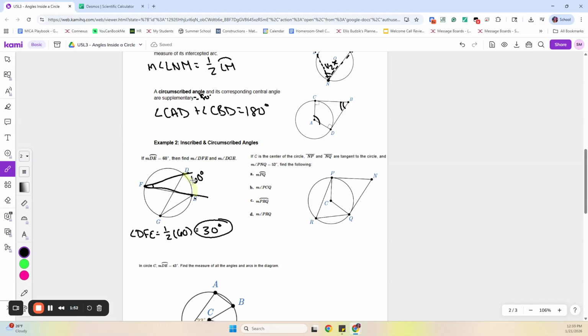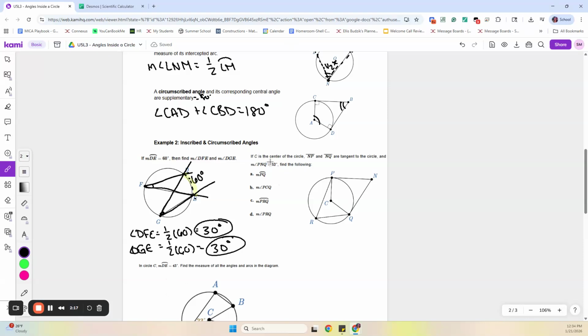Then they want DGE. DGE is talking about this angle over here. And let's see where that's opening up to. It's opening up here and it's opening up here. So it's still talking about this arc right there. That's 60 degrees. So again, DGE is half of that 60, which is still 30 degrees. So they're both 30 here.